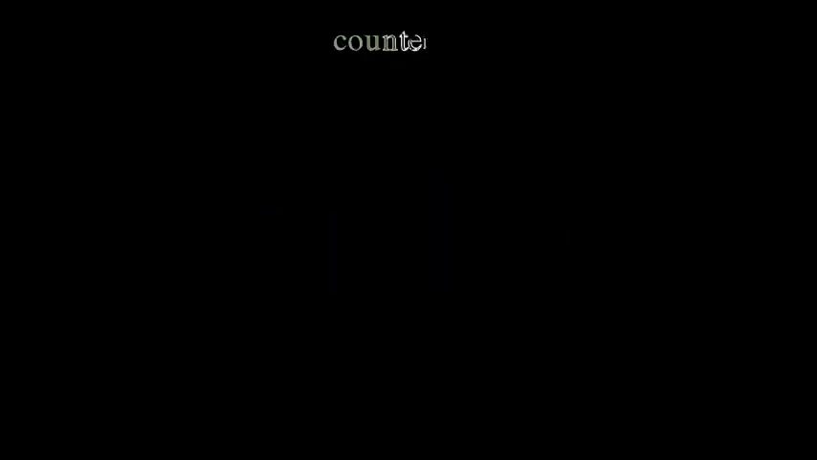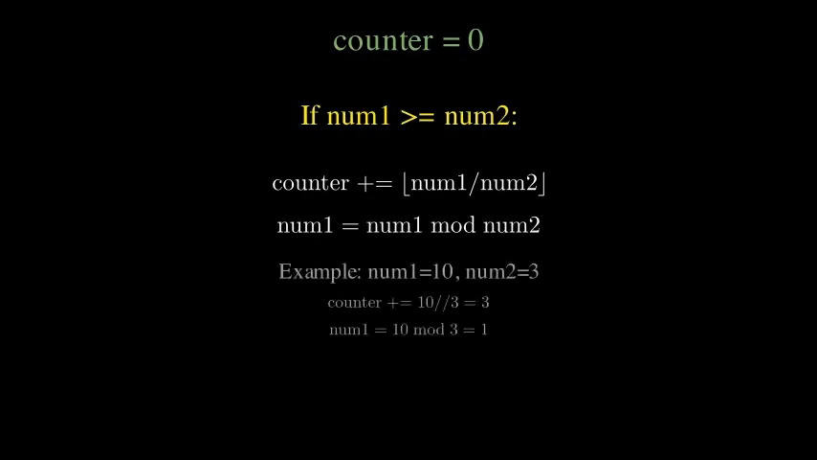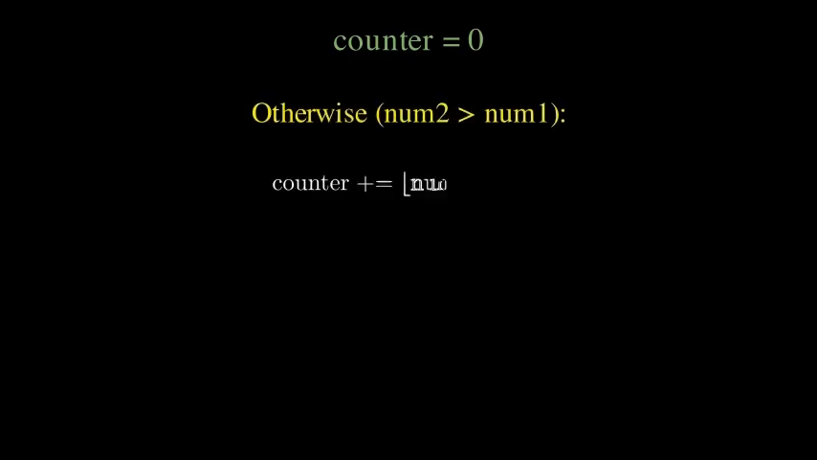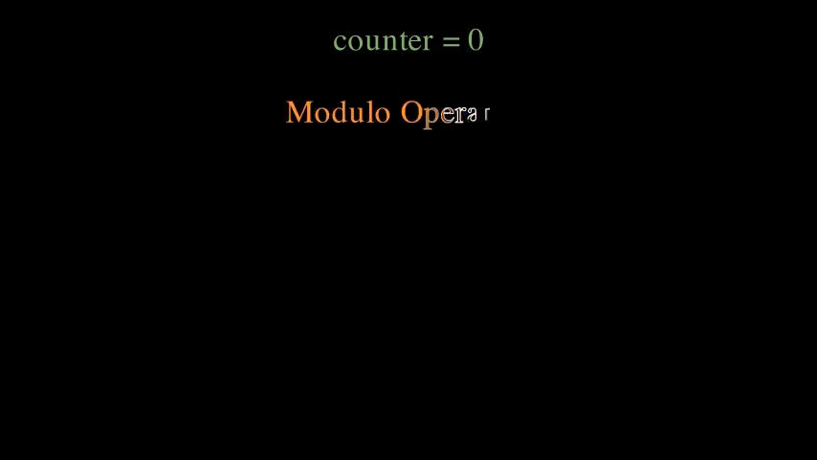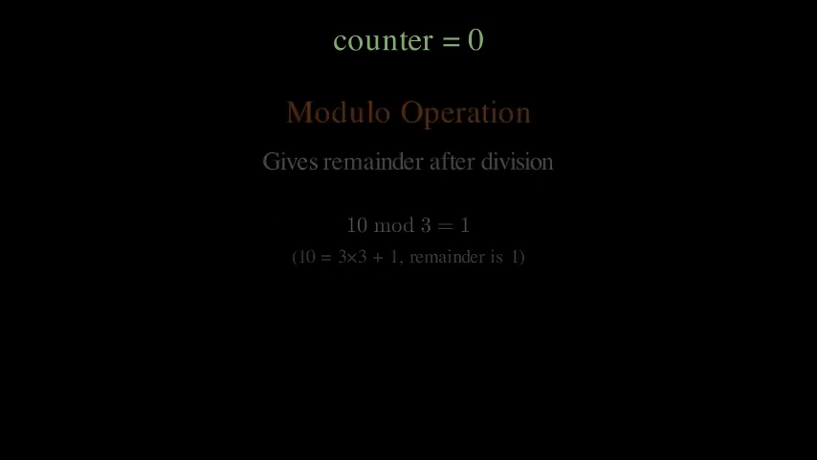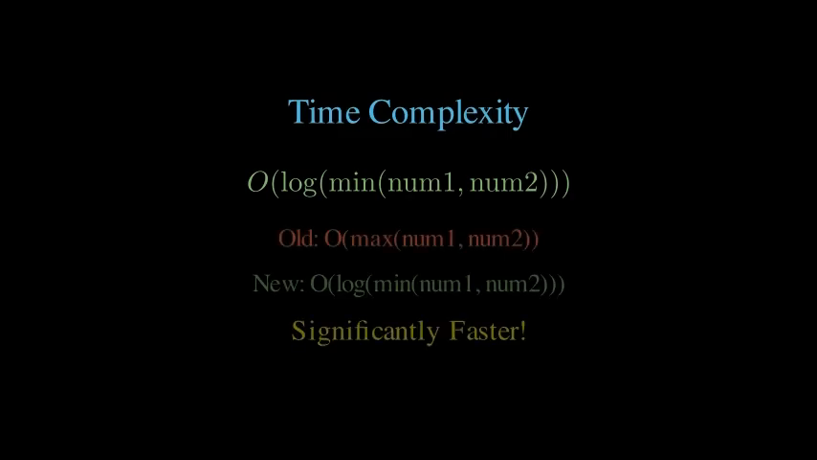Initialize a counter to 0. While both numbers are non-zero, if num1 is greater than or equal to num2, we add num1 divided by num2 to our counter, then set num1 to num1 modulo num2. Otherwise, we add num2 divided by num1 to our counter and set num2 to num2 modulo num1. The modulo operation gives us the remainder, which is what's left after all those subtractions. Continue until one number is 0. This reduces our time complexity to O(log of the minimum of num1 and num2), which is significantly faster.